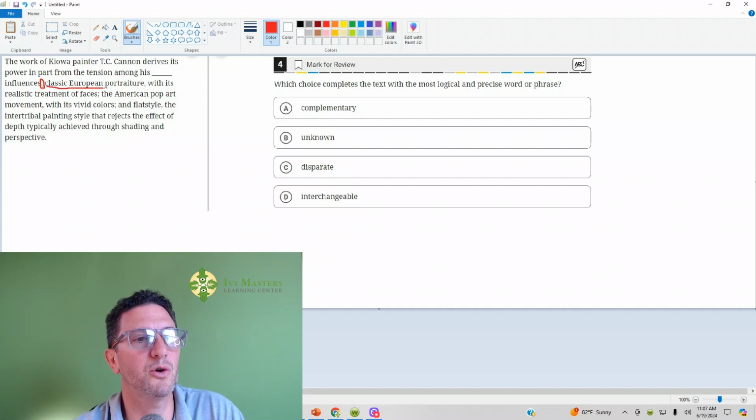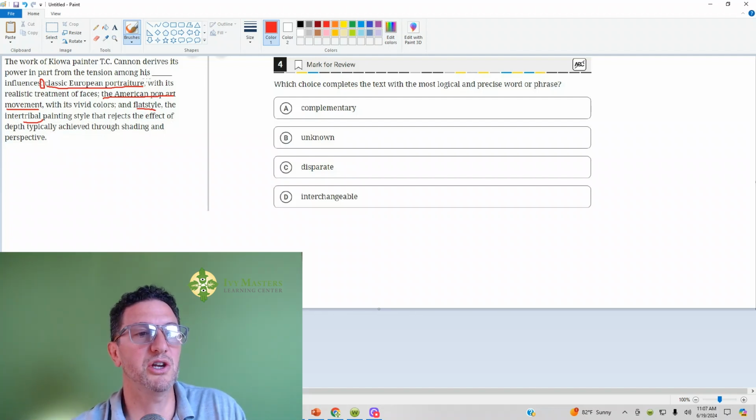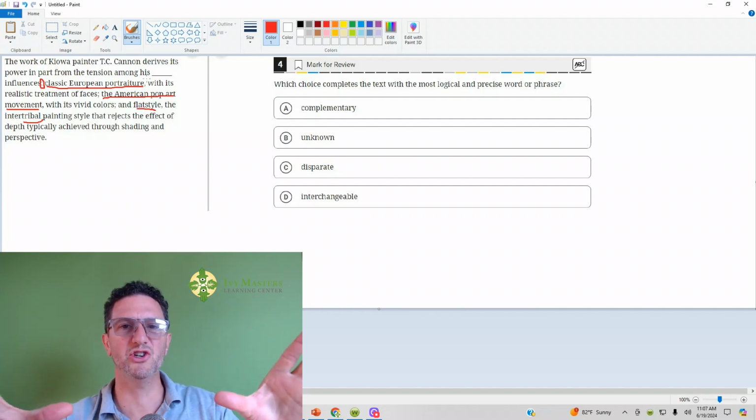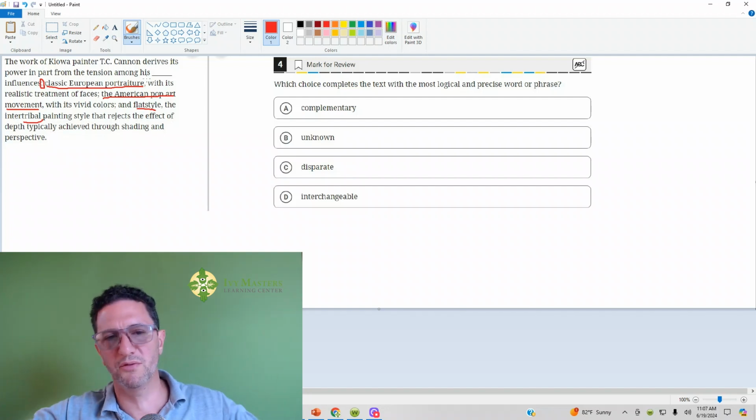So one is classic European portraiture with its realistic treatment of faces. The second is American pop art movement with its vivid colors. And lastly, flat style, the intertribal painting style that rejects the effect of depth typically achieved through shading and perspective. So we've got 3 different influences there. One's European, one's American, and one is tribal. And we've got portraiture, we've got pop art, and we've got flat style. So it sounds very different. So I would say tension among his 3 different influences. Also tension, that's going to be created not when everything's the same, when you have a bunch of different parts.